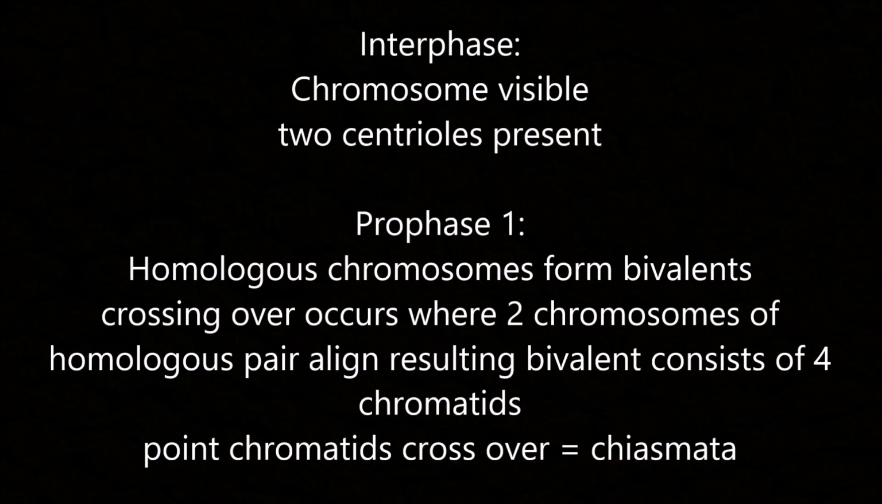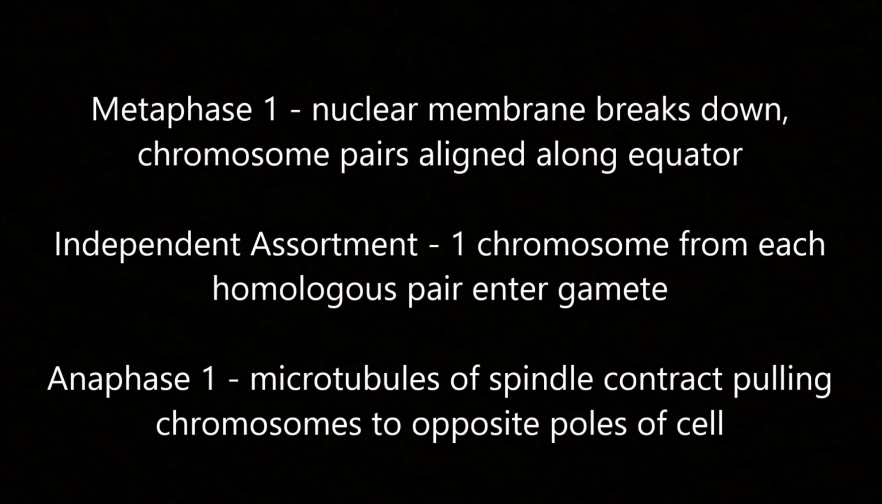Interphase is when the chromosomes are visible and two centrioles are present. In prophase 1, the homologous chromosomes form bivalents. Crossing over occurs where two chromosomes of a homologous pair align, and the resulting bivalent consists of four chromatids. The point where the chromatids cross over is the chiasma. In metaphase 1, the nuclear membrane breaks down and chromosome pairs align along the equator. Independent assortment is when one chromosome from each homologous pair enters the gamete.